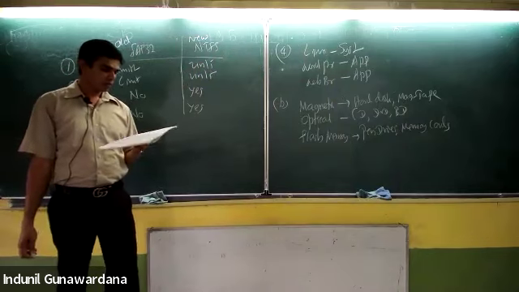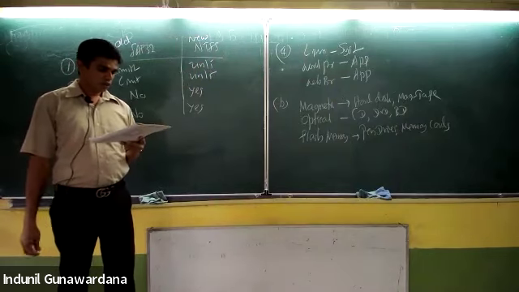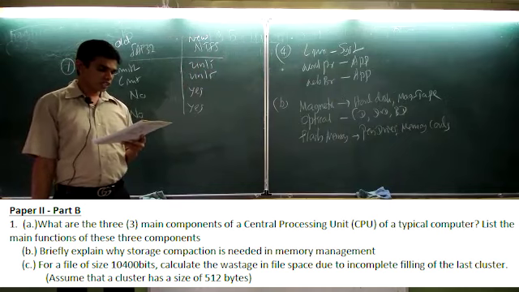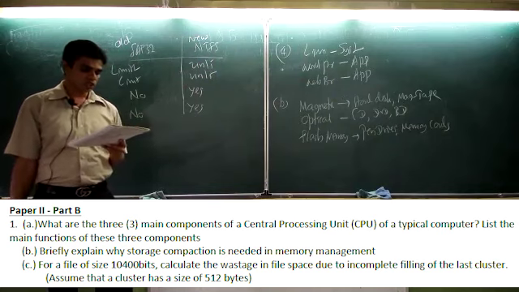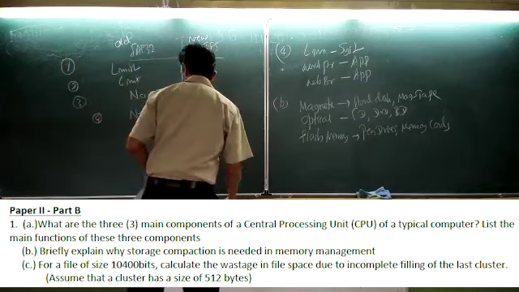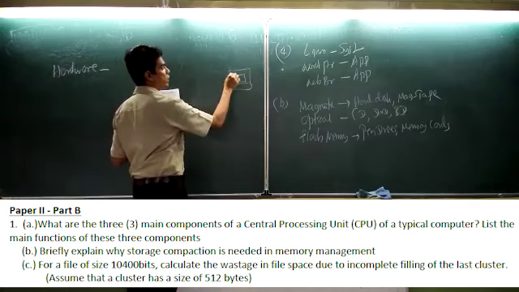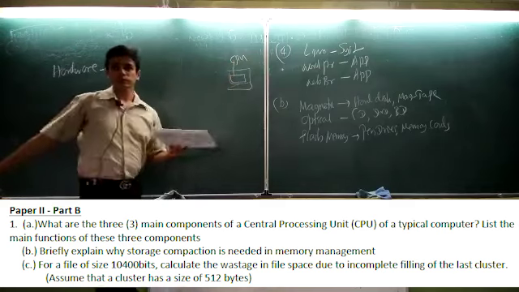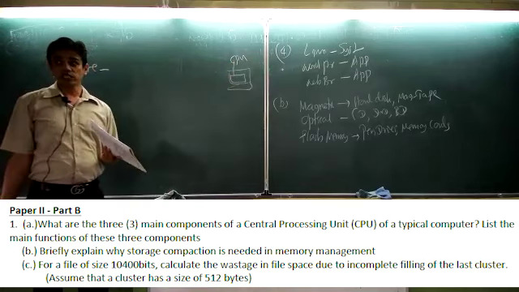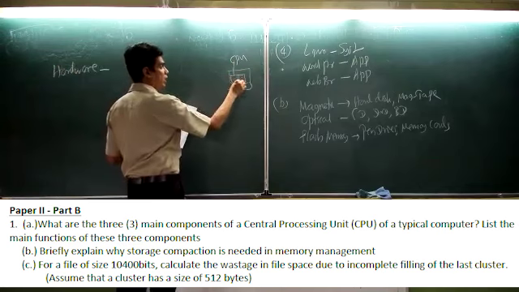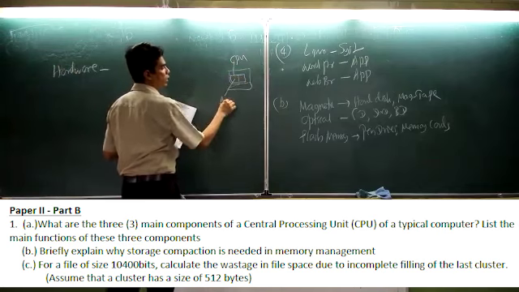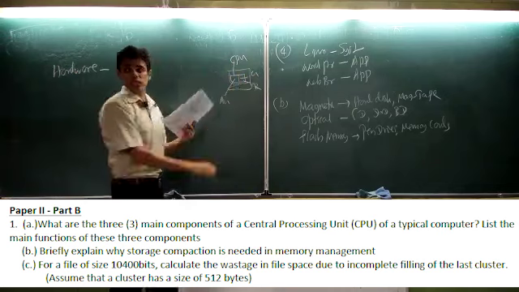Then part B of 2011: what are the 3 main components of the CPU of a typical computer? List the main functions of these 3 components. They are very primitive questions. What are the 3 main components of the CPU? Not the computer, sorry, the central processing unit, which is found inside the computer. Then what are the components of the CPU? Internal to that we have the ALU, CU, registers.